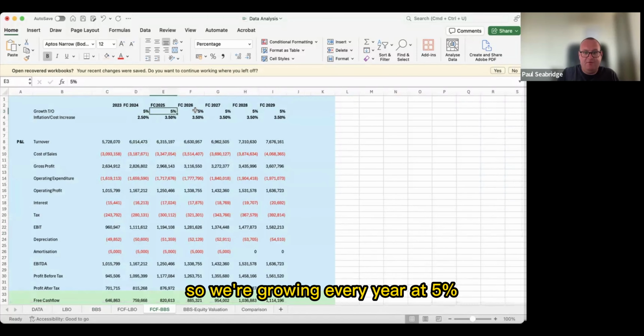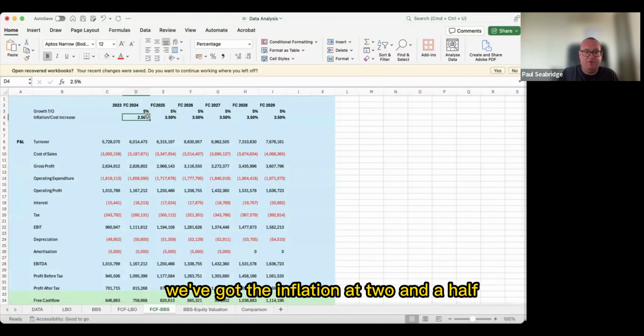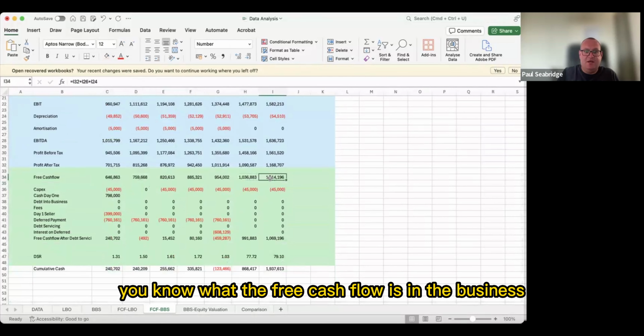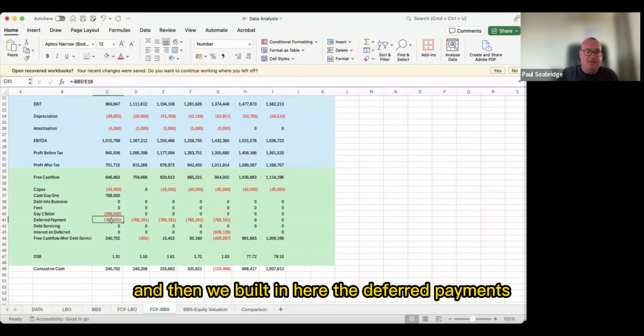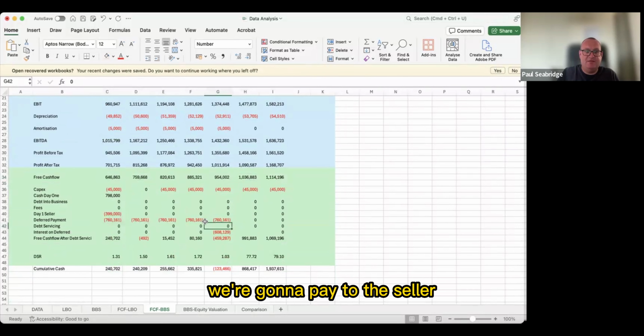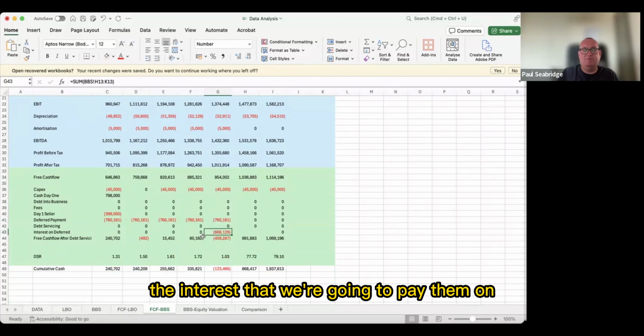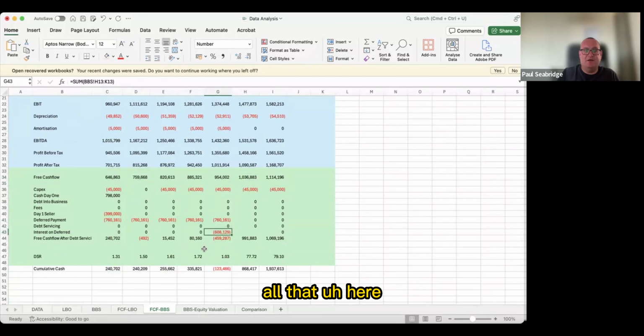So exactly the same free cash flow model here for the buy, build, sell model. So we're growing every year at 5%. We've got the inflation at 2.5%, driving up to 3.5%, and then that gives us what the free cash flow is in the business here. And then we've built in here the deferred payments that we're going to pay to the seller, so 760k a year. And then we've got the interest that we're going to pay them on all of that here, which basically means that we're basically paying them instead of the bank, and they're benefiting from that.